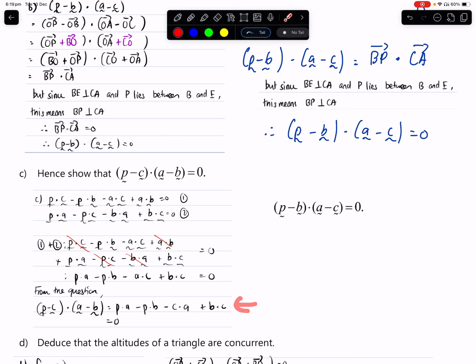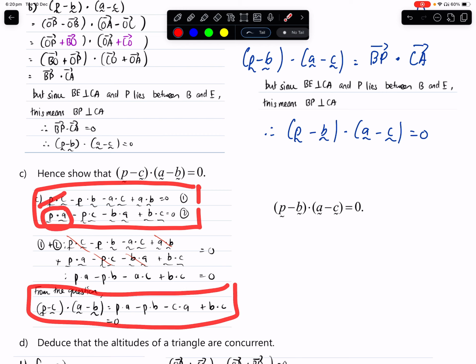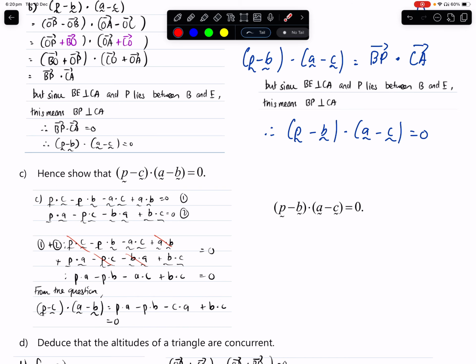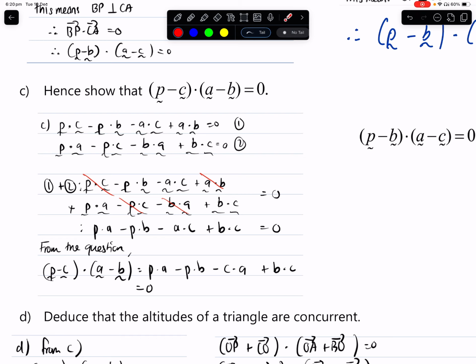Let's just say we did this part, and we didn't know it's equal to 0 yet. Well, you want P dot A to stay, but you want this to go. You don't see any P dot C's anywhere here. So to eliminate them, you would have to add this equation with that equation, provided one's plus and one's minus. So add these two equations together.